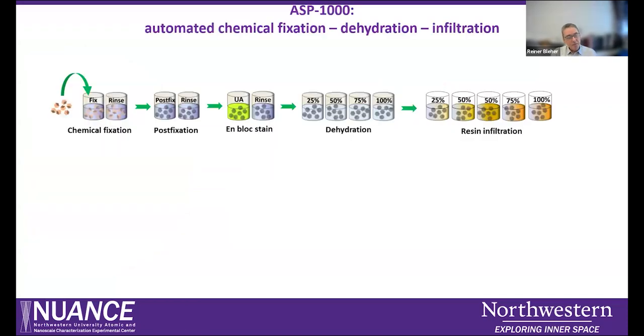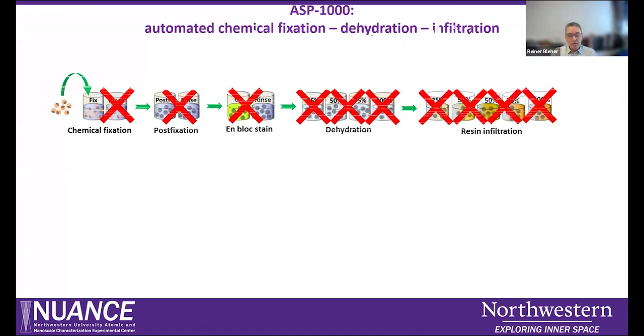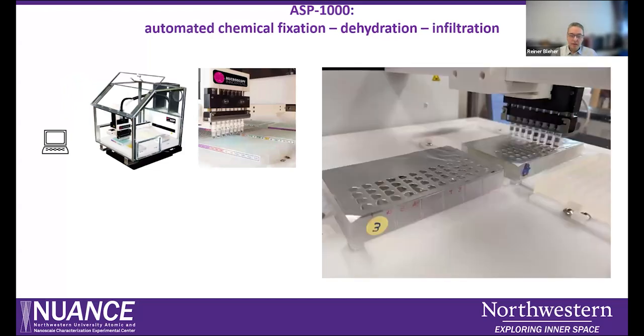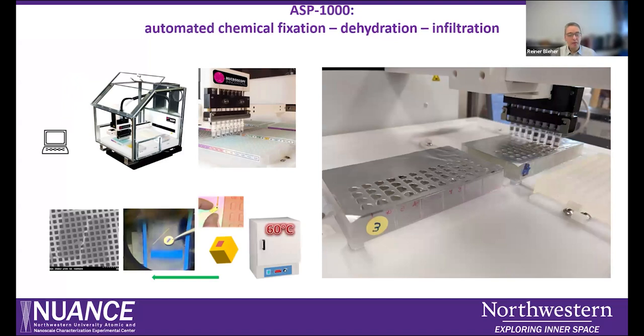Once we use this instrument, we don't need to do the rinses after fixation anymore. We can do fixation itself too with the instrument, but usually samples are already in fixative when we start mounting them for the processing. So we don't need to do the post-fixation, the en bloc stain, the dehydration, or the resin infiltration. All we have to do is place the samples in the capsule, start the protocol, run the protocol, and once the sample is ready, we just need to put it in the oven for polymerization. And then, of course, we still have to do ultramicrotomy and our studies.